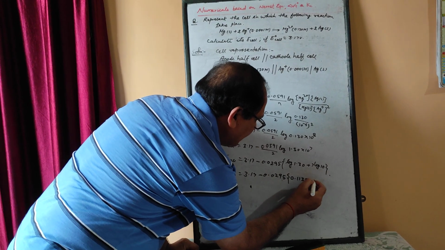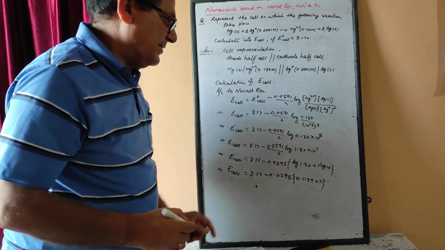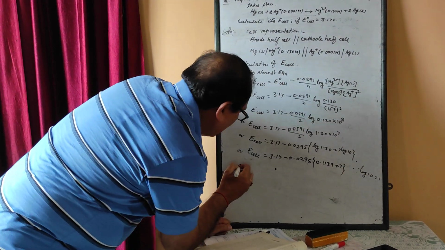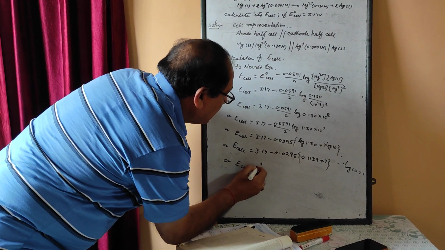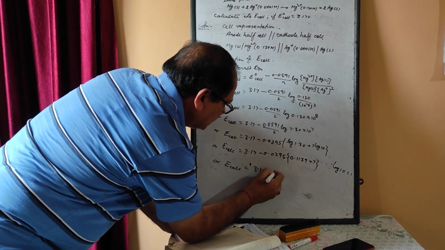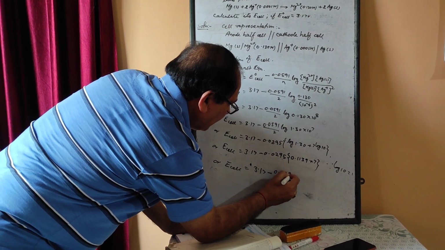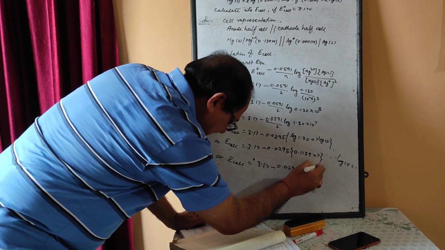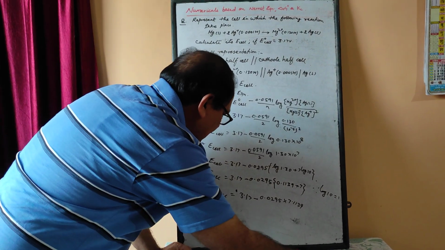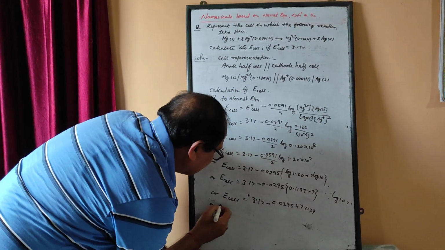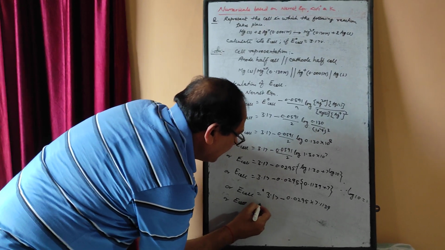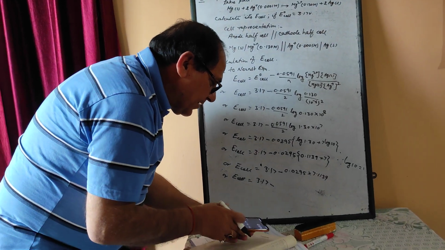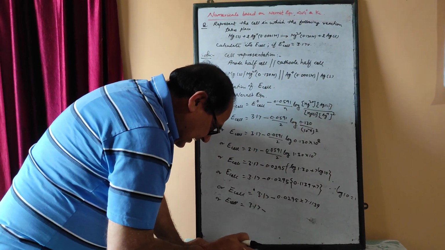Plus 7, since log 10 is equal to 1. So E cell is equal to 3.17 minus 0.0295 into 7.1139. Now, for simplicity and for saving time, I am using this calculation, but for you this is not allowed.